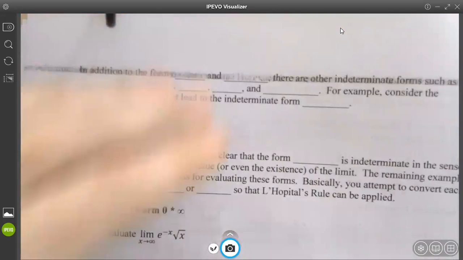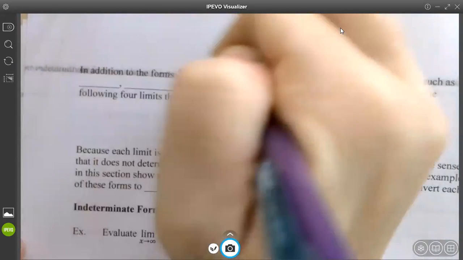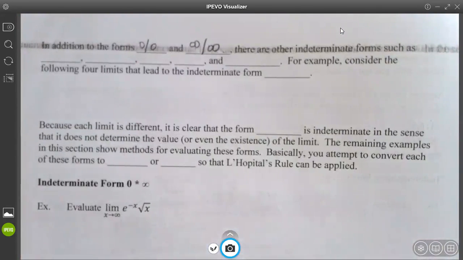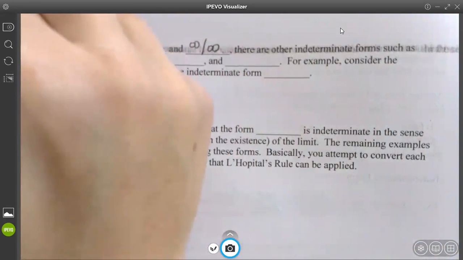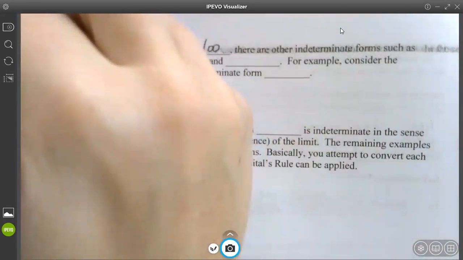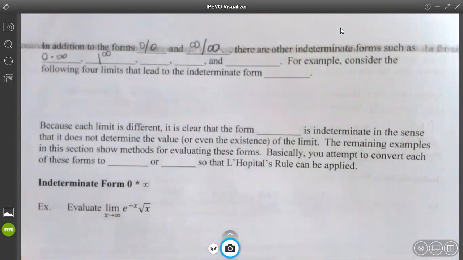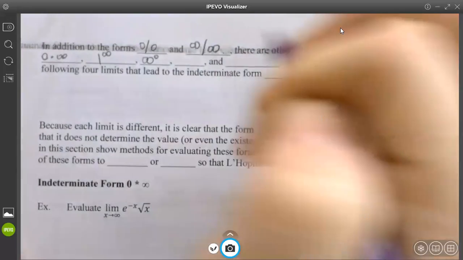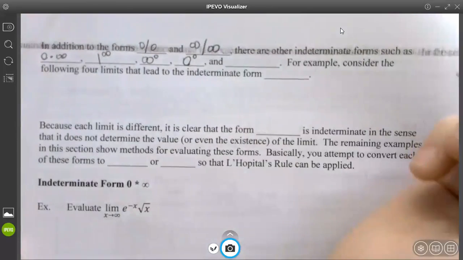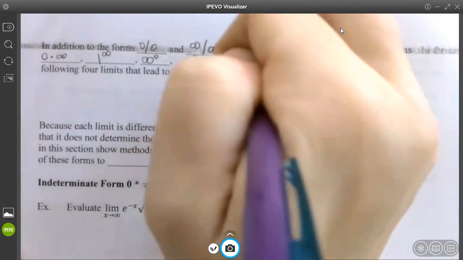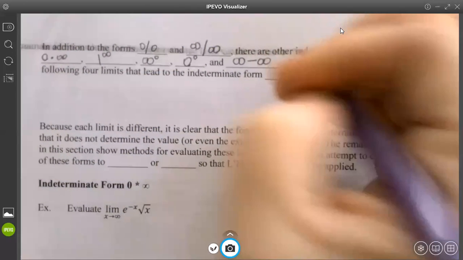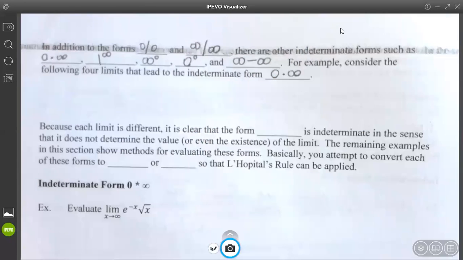In addition to the forms 0 over 0 and infinity over infinity, there are other indeterminate forms, and we've already gone over those. But there are these as well: 0 times infinity, 1 to infinity, infinity to the 0, 0 to the 0. And we already saw infinity minus infinity. So for example, consider the following 4 limits that lead to the indeterminate form 0 times infinity. So just to give you examples.